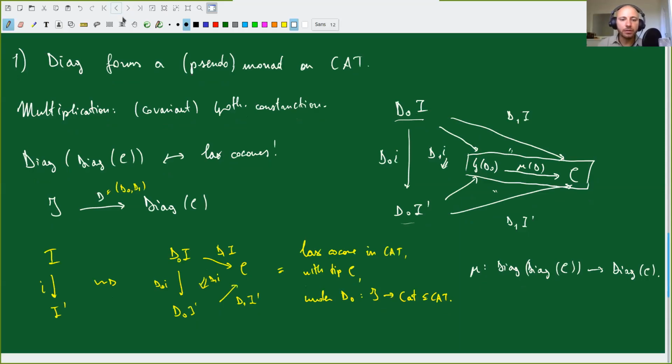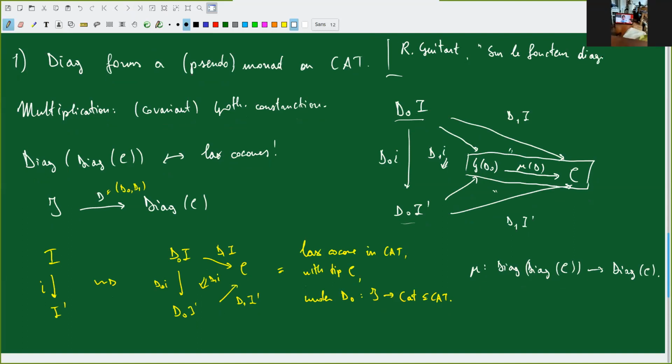Let me also maybe give a reference. So I was not the first person to come up with this monad. It first appeared in this paper. René Guitart, on the diagram functor, I guess that's the translation. That's in Cahiers. So now I have to say it's claimed that this is a monad, but there is no proof.